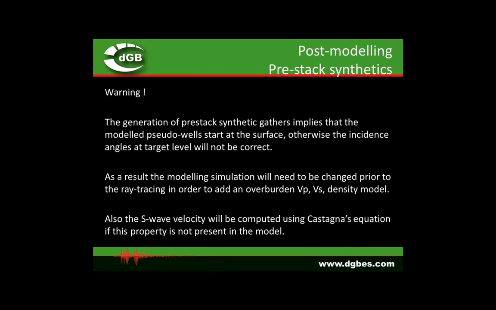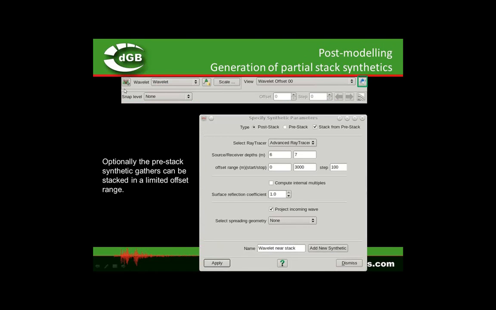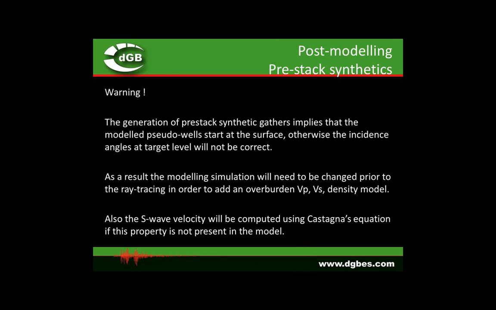Before I go to the scaling, I just want to give a small warning, because the generation of the pre-stack synthetic gathers implies that the model pseudo-wells start at the surface. Otherwise, the incidence angles at target level will not be correct. As a result, the modeling simulation will need to be changed prior to the ray tracing in order to add an overburden VPVS and density model. Also, the S-wave velocity will be computed using Castagna's equation if this property is not present in the model. And actually, you could use this option to compute the S-wave quantity using other methods available from the rock physics library.